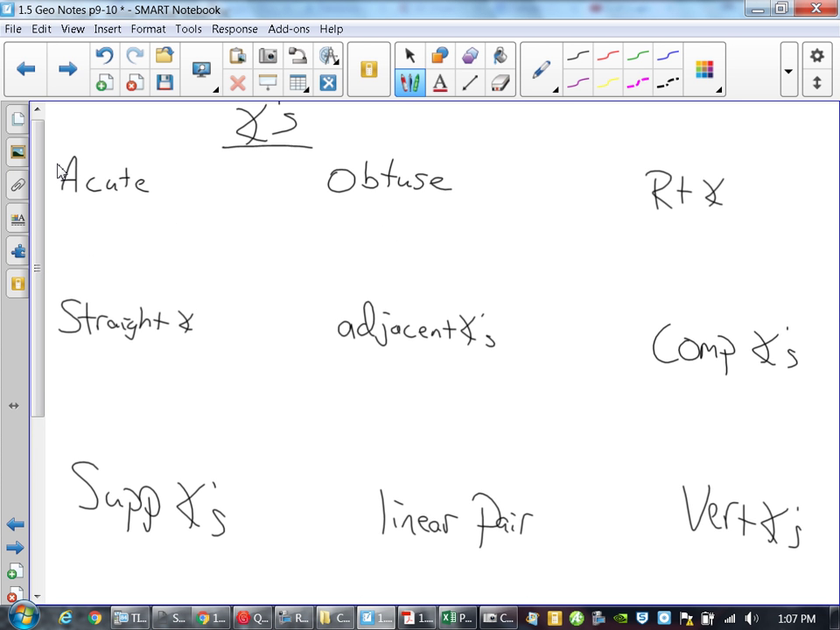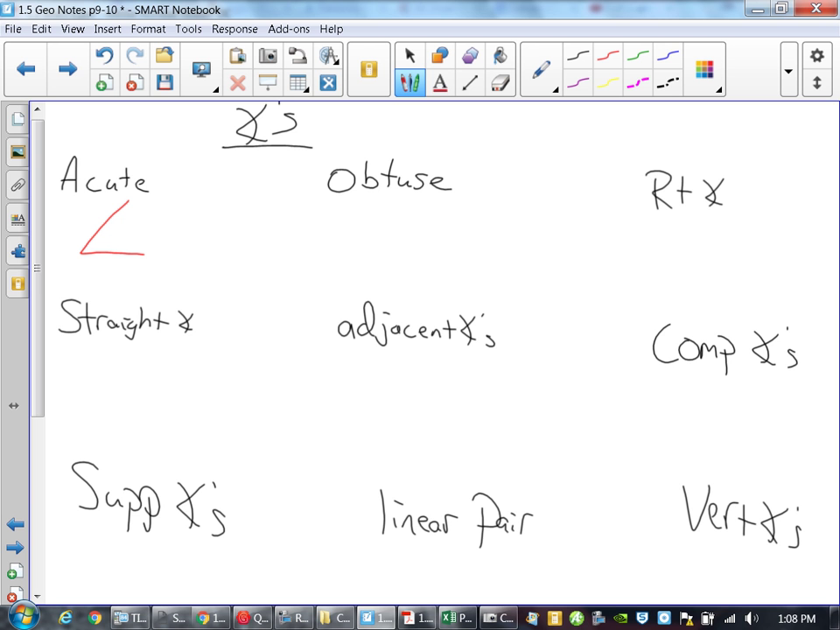So just kind of talking through these 10 basic diagrams here, what does an acute angle measure? Less than 90. Okay. Acute angles measure less than 90. So if you're going to draw a picture of an acute angle, just draw anything that looks like it's smaller than 90 degrees. Does that work?